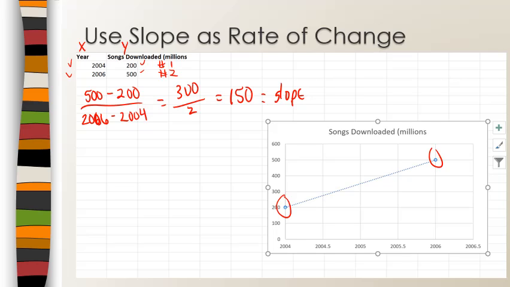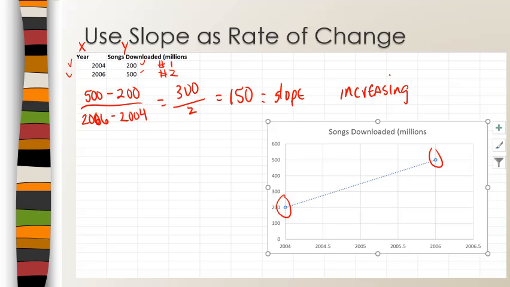Now, it says interpret its meaning. Well, it's positive. It means my graph is going up and to the right. Things are increasing. The value of y is increasing as x is increasing. And so I could say that the number of songs are increasing. So we have an increasing scenario here in the number of downloaded songs. That's part B. Part A is the graph itself. Part B is what we just did.